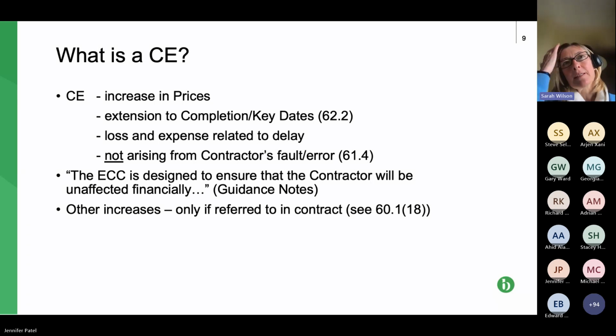So a compensation event is an increase to the prices. It's also your extension of time, whether that's to the completion date or a section date, and it's an extension of time to your key dates, and it's also your loss and expense, so your costs relating to the delay. And finally, and this is standard across construction contracts, it can't be something that arises from the contractor's fault or error, ditto subcontractor.